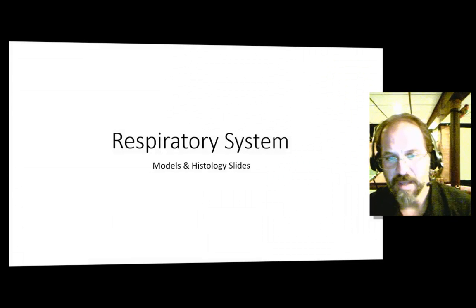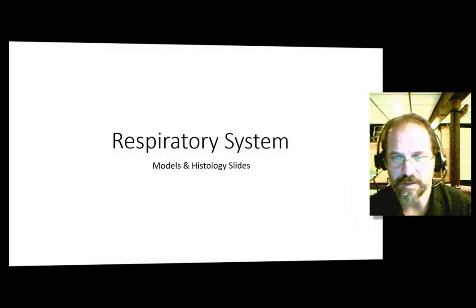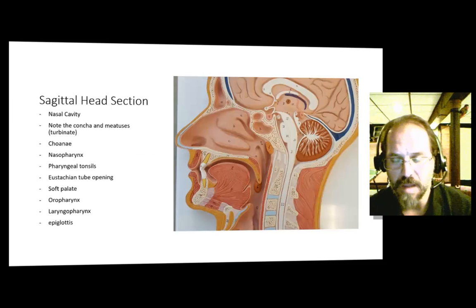Alright guys, I'm going to introduce some of the models and terminology we're going to look at in lab for the respiratory system. We'll start with the sagittal head section. On this section you can identify several things. Let me get my pointer here.